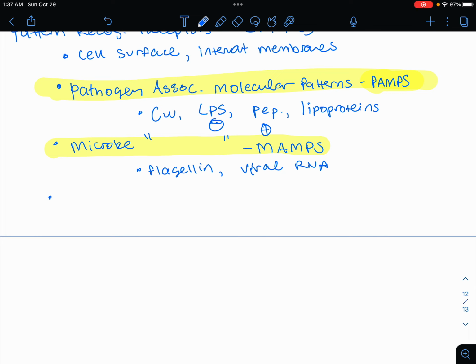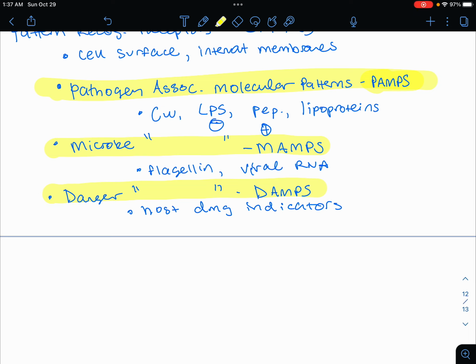Our final category of things that we could detect will be the danger-associated molecular patterns, or DAMPs. And these are going to be host damage indicators. So the DAMPs are going to be a cell saying, hey, we're in danger. However, microbes are going to be like the flagellin. Then pathogen associated, we're going to be looking at those things that are from gram-negative, gram-positive specifically.